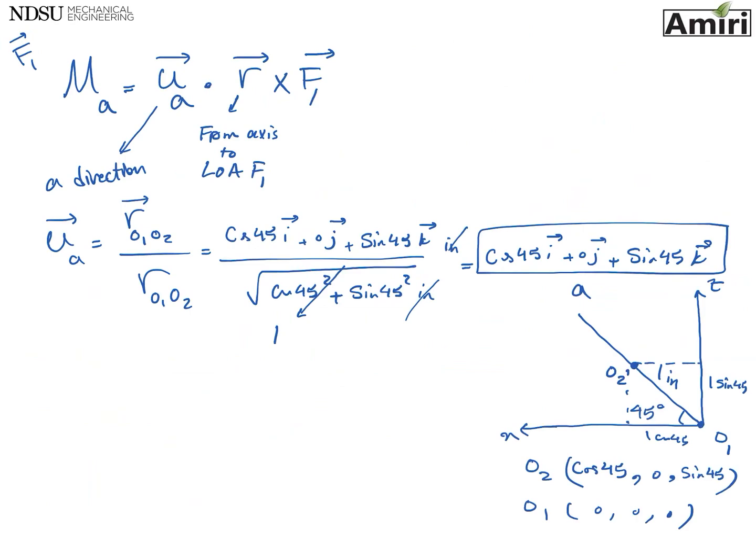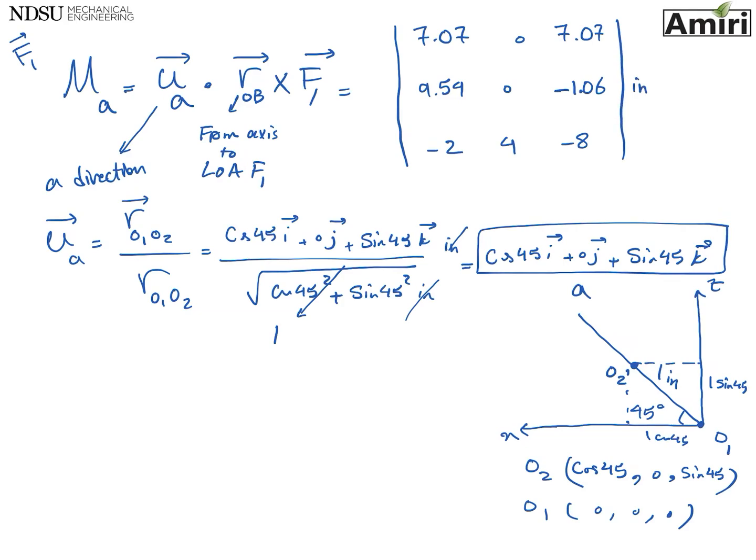So let's see. For F1, it was OB. The unit vector goes in the first row: 0.707, 0, 0.707. Then OB, which was 9.54, 0, minus 1.06, and then F1: minus 2, 4, minus 8. This one is inches, this one is pounds.